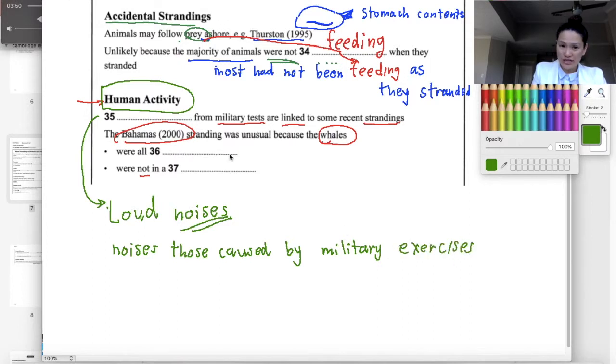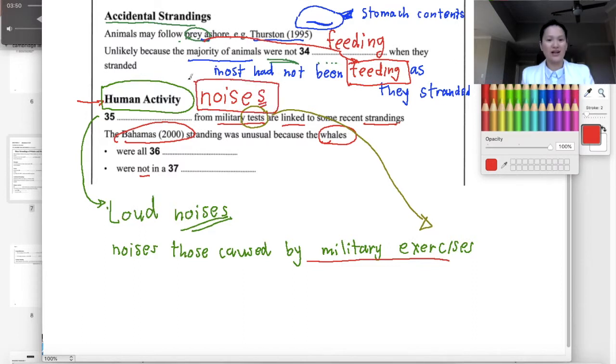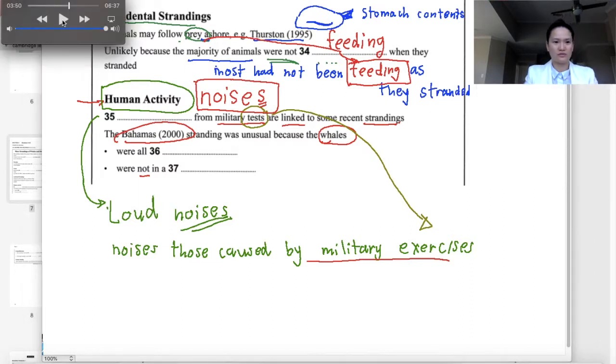Okay, that's what you hear. So number 35, military test links with the word exercise. So your answer has to be noises. N-O-I-S-E-S, noises, and don't forget the S. แปลว่าเสียงดังที่มาจากการทดลองทางทหาร Noises from military test. Okay, find the next two.